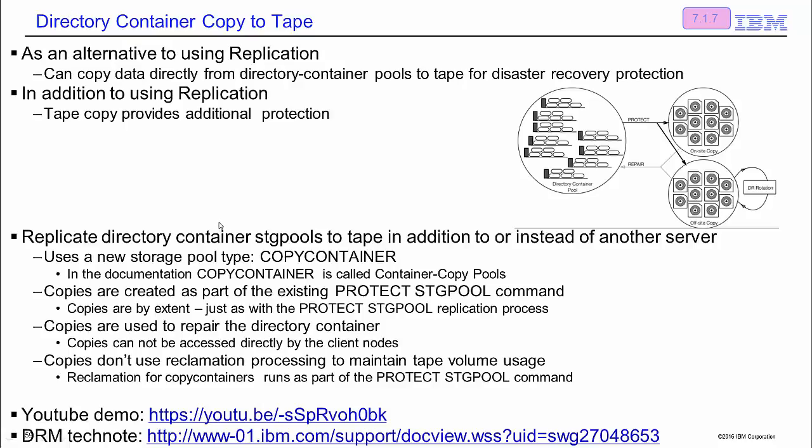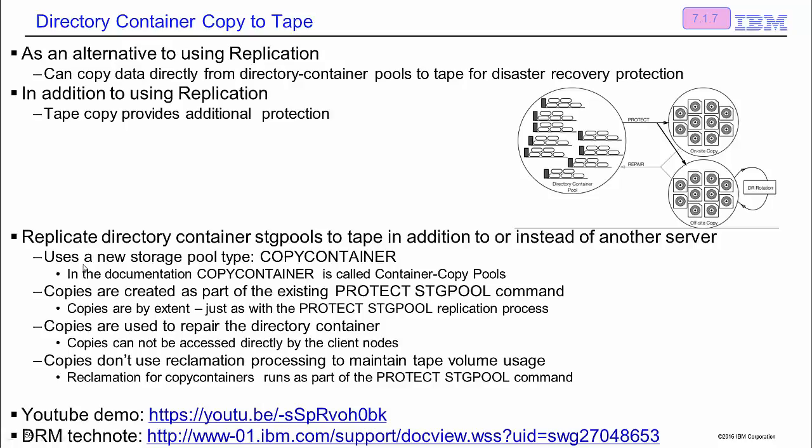This copy to tape for the directory containers is not the same as your legacy storage pool copies. When we copy the data to tape, we leave it deduplicated. And so the only way to really use those tape copies is to use them to repair or rebuild your directory container. The clients cannot currently directly access the data that's on these directory container copies out on tape. So if your client needs to access data that was lost because your directory container was damaged, you will first rebuild or repair that directory container from the copy to tape.